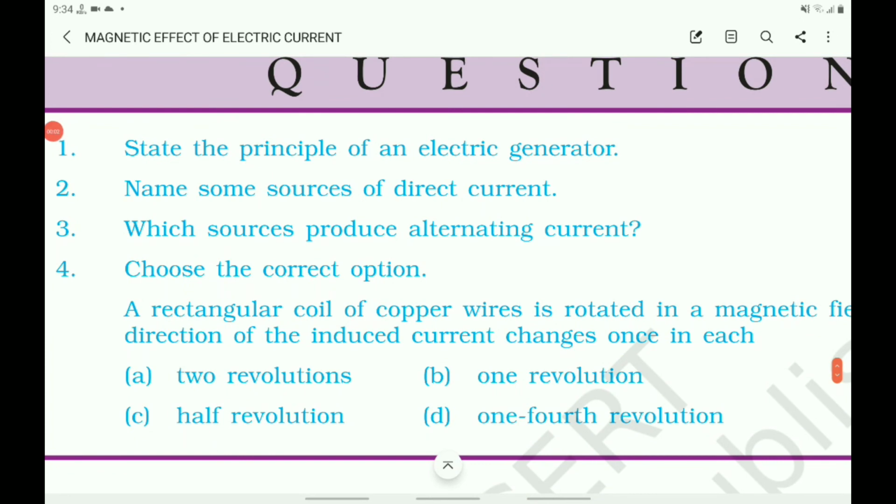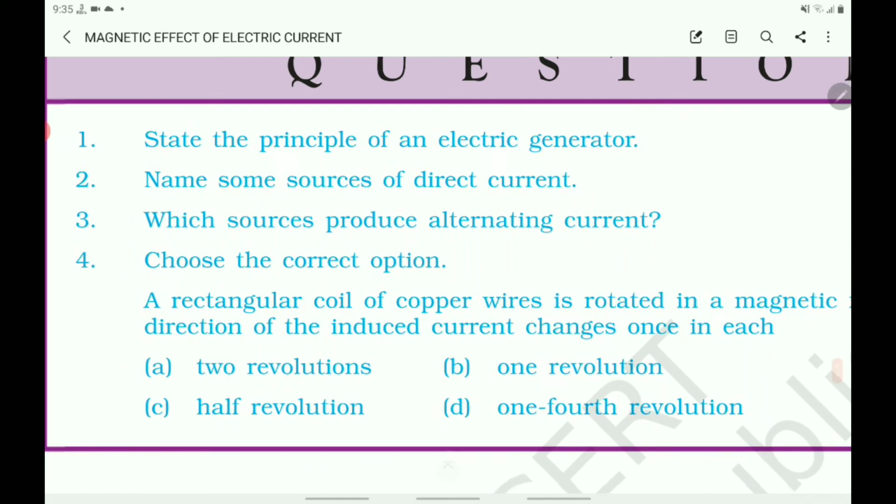The in-text questions are: first one, state the principle of an electric generator. Then what is the principle of an electric generator? An electric generator works on the principle of electromagnetic induction. When a closed coil is rotated in a uniform magnetic field with its axis perpendicular to the direction of the field, the magnetic field lines passing through the coil change and an induced potential difference, and hence a current, is set up in it. That is the principle.